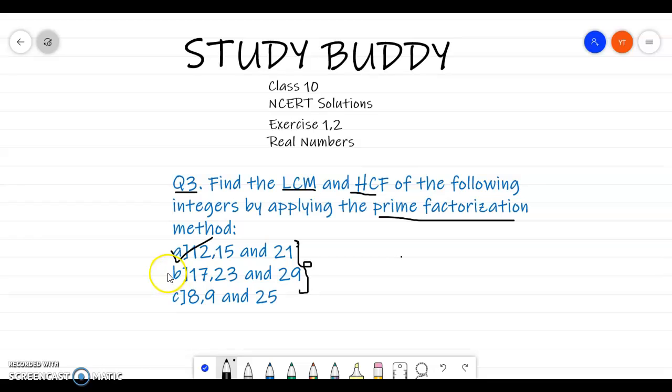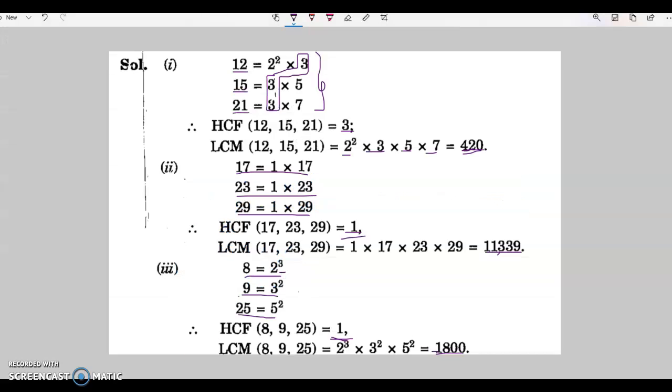Moving on to the second question. It is for calculating the LCM and HCF for the numbers 17, 23 and 29. So let's go on with the solution. 17, 23 and 29 are prime numbers and hence have the HCF to be 1. Since there is no common factor, the HCF of these three numbers will be 1 only. So 1 is the HCF of 17, 23 and 29.